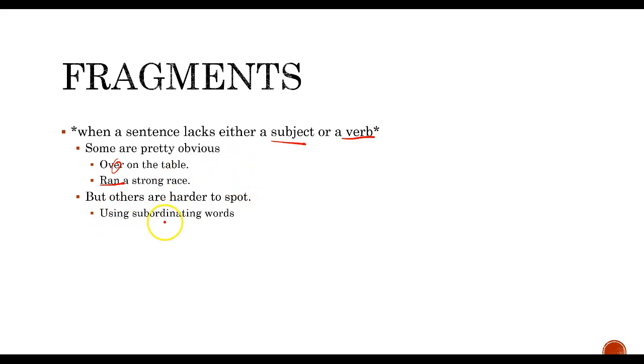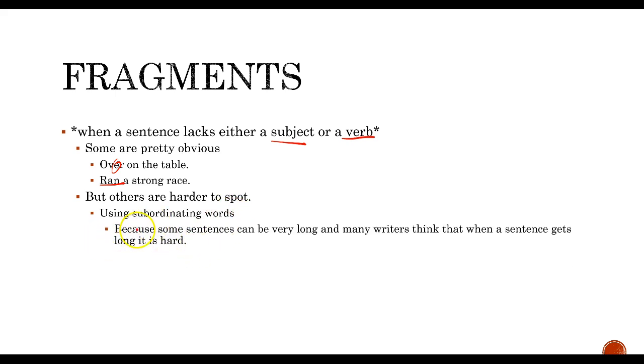So a lot of times people make fragments when they use a subordinating word, like because or since or if, without finishing the complex sentence. Here's a good example. Because some sentences can be very long, and many writers think that when a sentence gets long, it is hard. Sounds a little funny, huh? It's not a complete sentence, even though it is long. You need a verb here. This is actually just a subject, or this is just a subordinating phrase. Because some sentences can be very long, and many writers think that when a sentence gets long, it is hard, writers often make fragments.